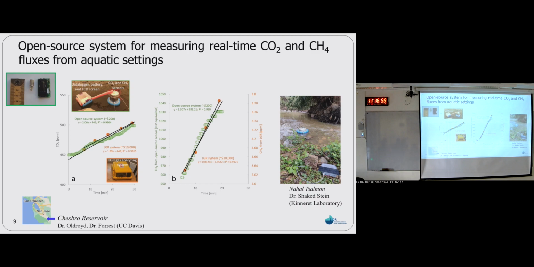Now, it looks complicated, but once you validate your system, you can duplicate it much faster. And I know it doesn't look like research-grade equipment, but in the end, once you validate it against a research-grade analyzer, you can do science with it, and you can increase your measurement resolution. So this is one example.